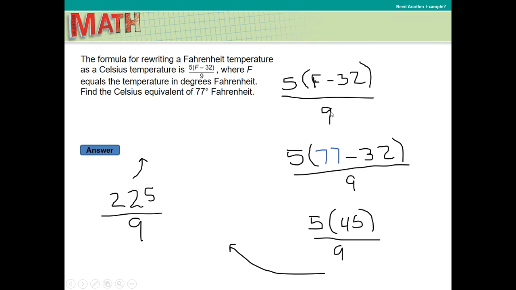That'd be 5 times F minus 32 over 9. I know F equals the temperature in degrees Fahrenheit, and it tells me here in the problem 77 degrees Fahrenheit. So I know I'm going to plug that 77 in for F. It defined that variable F as degrees in Fahrenheit, then it gives me that in the problem. Again, this is not a question, this is a problem. So then we plug 77 in for F. We do everything in parentheses first. That's 45. 5 times 45 is 225. 225 divided by 9 ends up being 25 degrees Celsius.